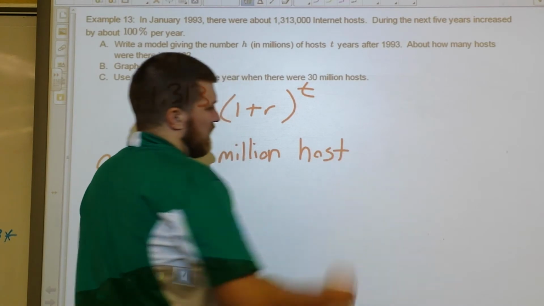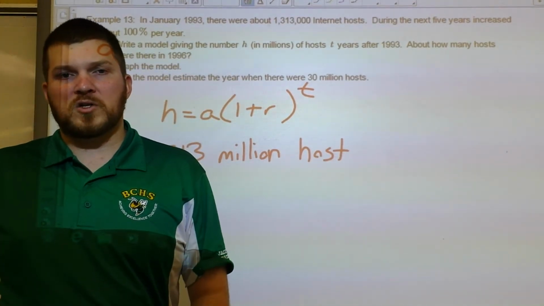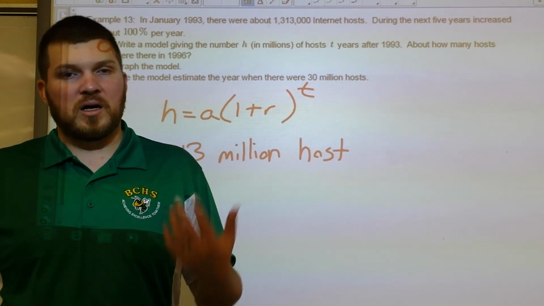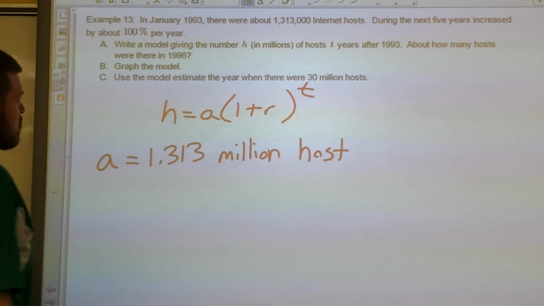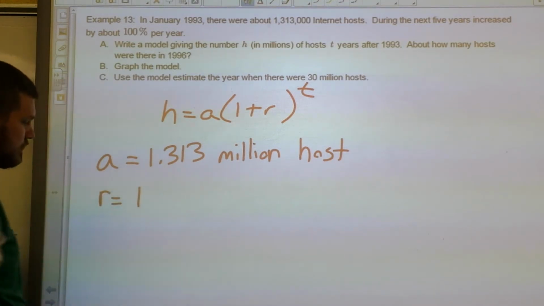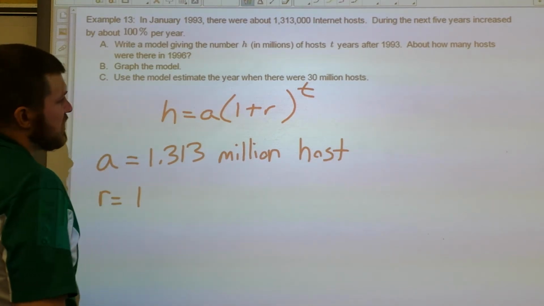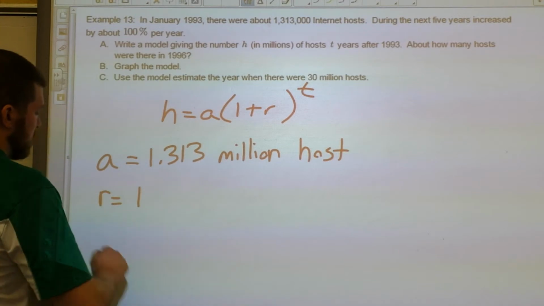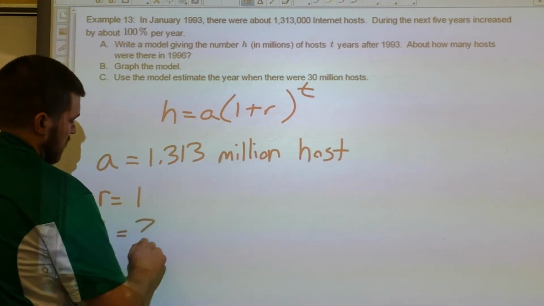And the reason why I'm doing that is because when I use my calculator and plug in stuff, I want my numbers as small as possible. Otherwise, I'm going to have to zoom a lot, and I don't want to do that. All right, my growth rate was 100%. So 100% as a decimal is 1. And then finally, t is the amount of time in years, and I'm just going to leave that alone for now.